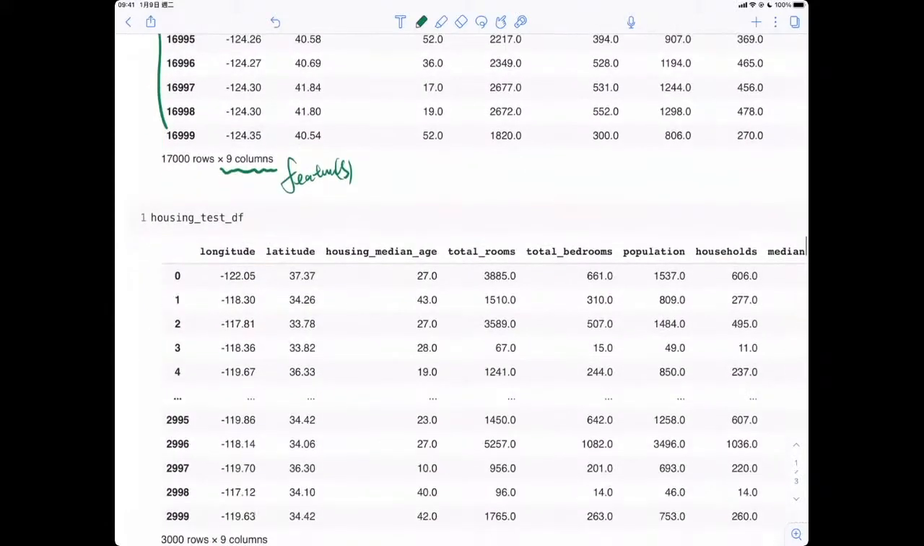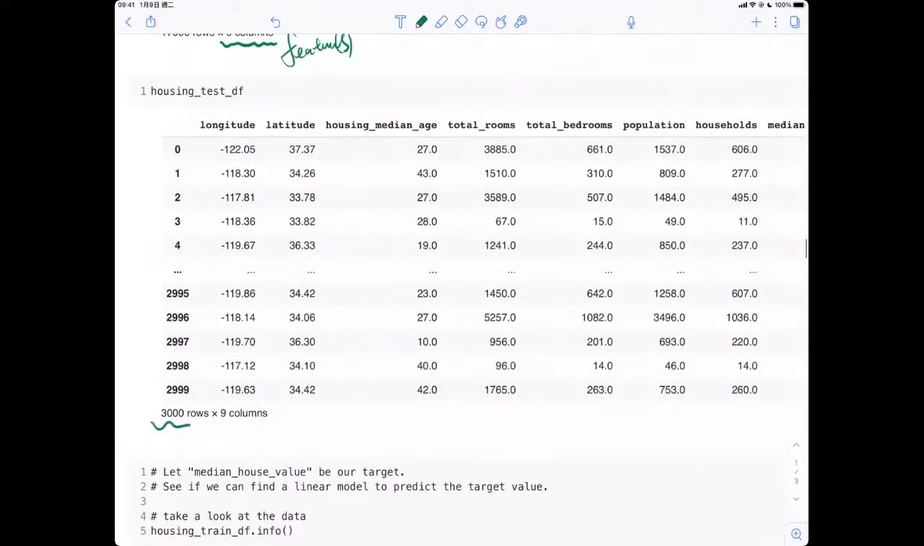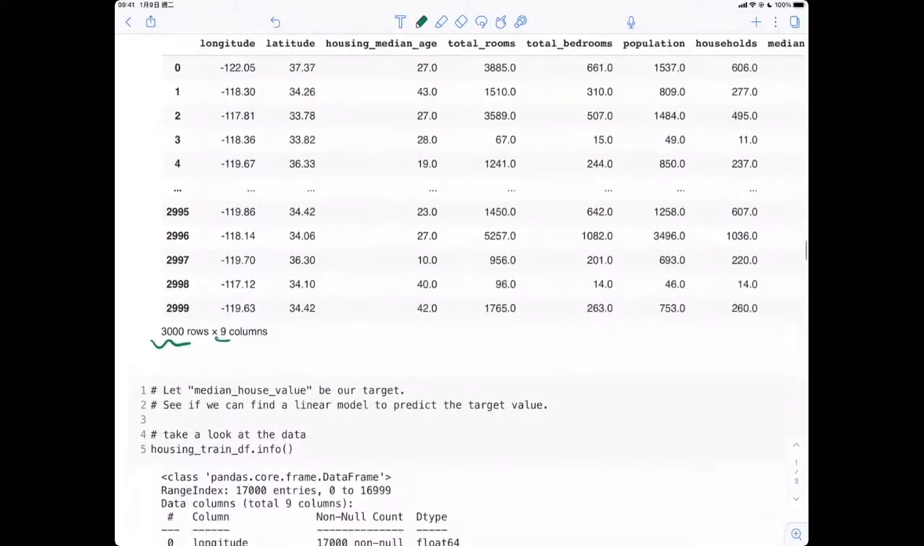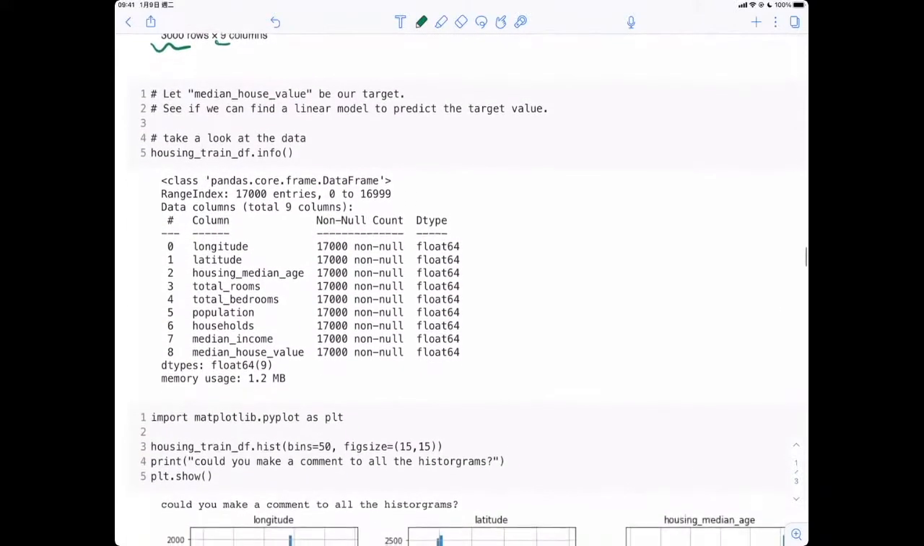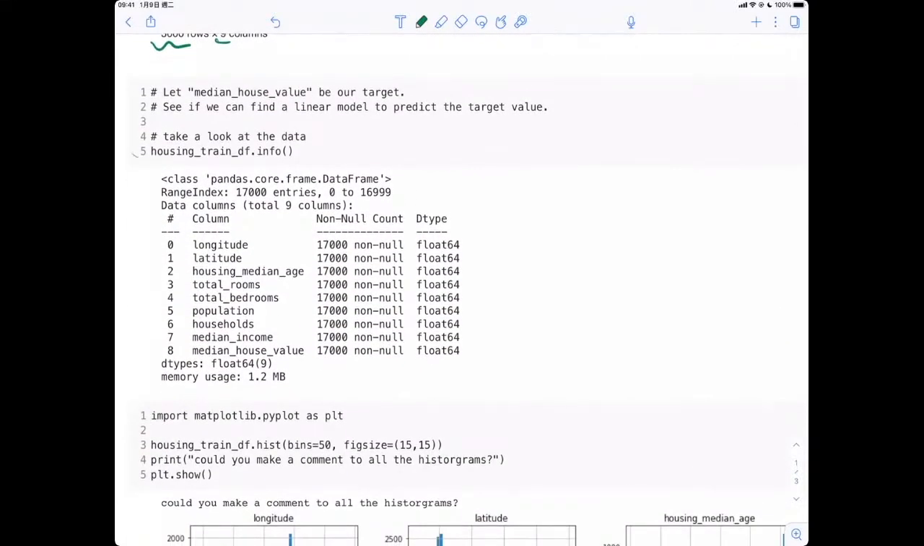Okay, so for testing, we have 3,000 additional housing data. Still have 9 columns. Before you analyze your data, I suggest you take a look at the information of this data. So this specific function says we have 9 columns: longitude, latitude, housing, and so on. 9.